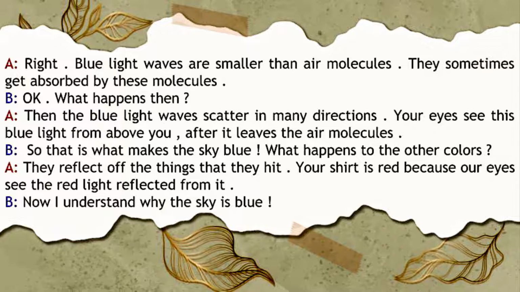What happens to the other colors? They reflect off the things that they hit. Your shirt is red because our eyes see the red light reflected from it. Now I understand why the sky is blue.